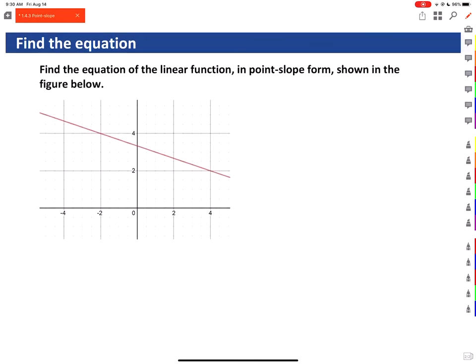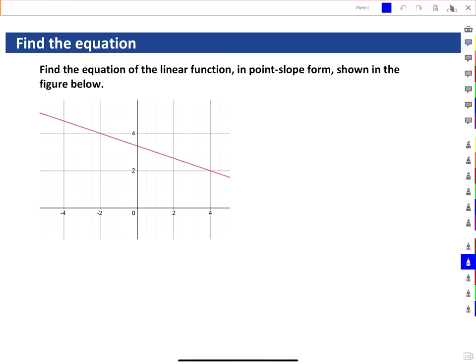Beautiful. So find the equation of the linear function in point-slope form shown in the figure below. Here's my figure. So let's write down our point-slope form again: y equals y naught plus m times x minus x naught.